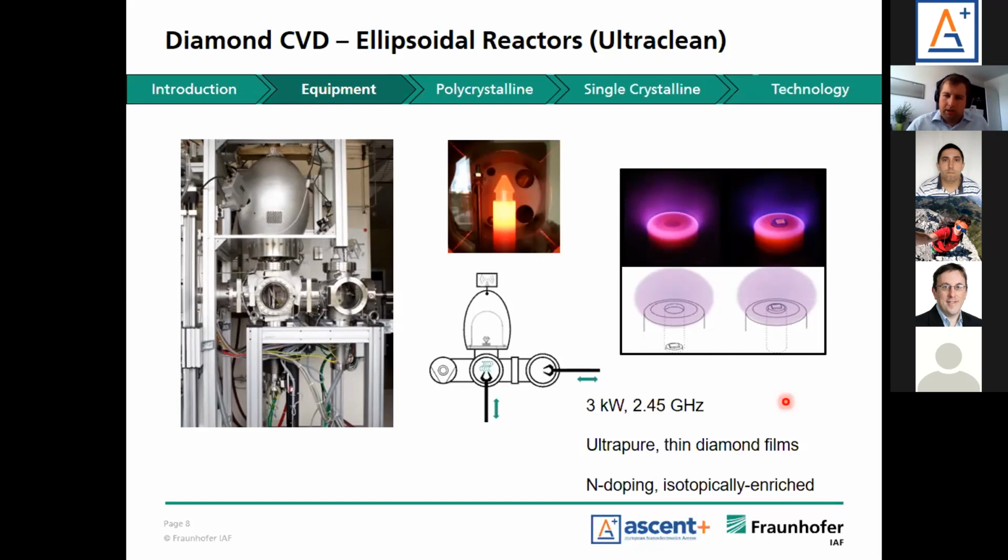You can also heat the sample. Typically our samples are not heated, they are heated by the microwave, but here we have an additional heater that keeps the sample under temperature.